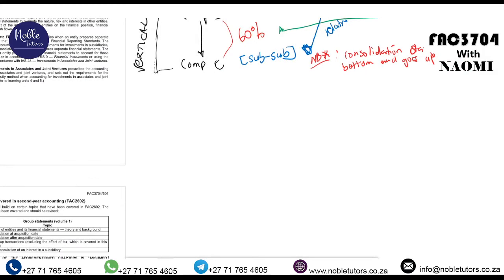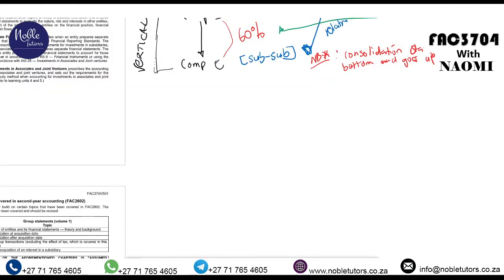Now I'm going to show you the other group that we could have as a complex group. This is the horizontal group. So how does a horizontal group work? I've got company A.